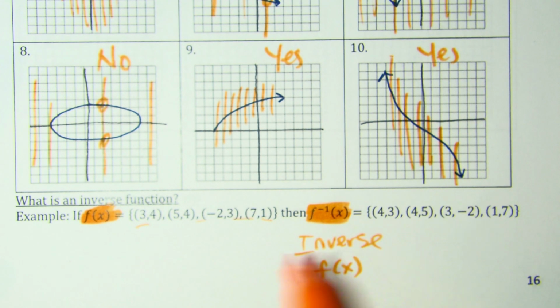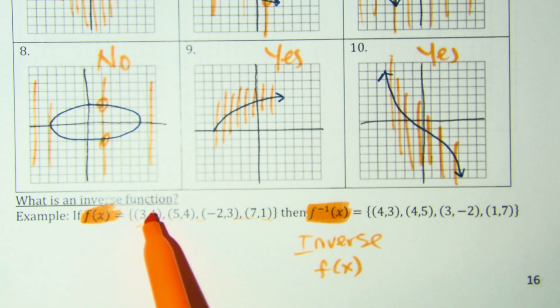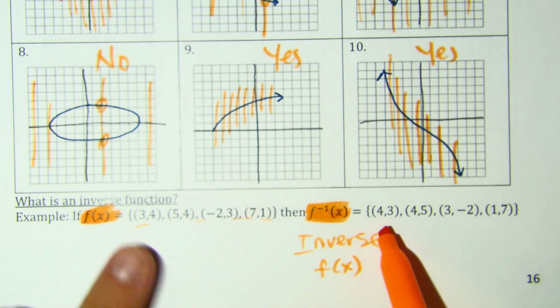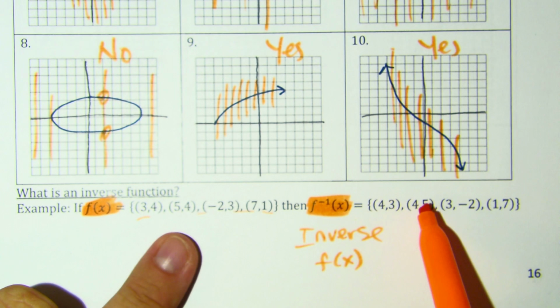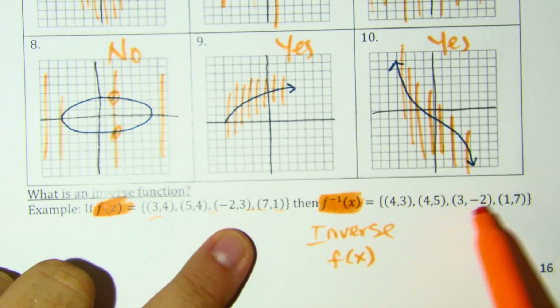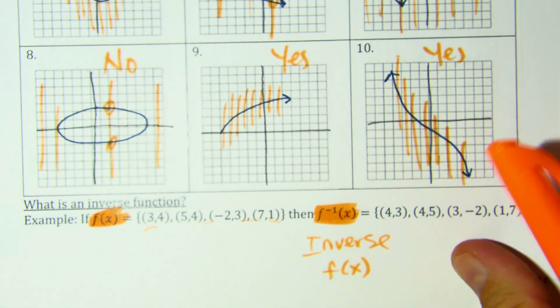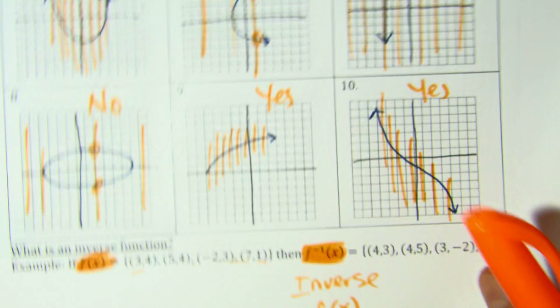And notice that the domain and range just switched. Here it was (3, 4), (5, 4), (-2, 3), (7, 1). Now, instead of (3, 4), it's (4, 3). Instead of (5, 4), it's (4, 5). Instead of (-2, 3), it's (3, -2), and then (1, 7). The domain and range just switch in finding the inverse of a function.